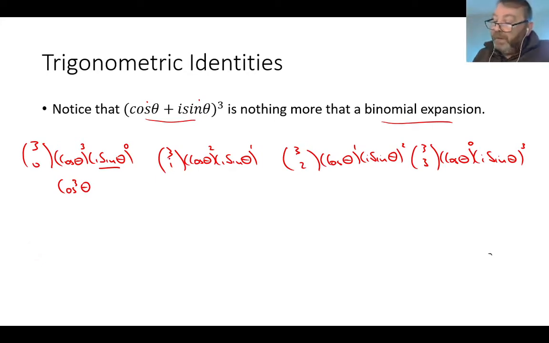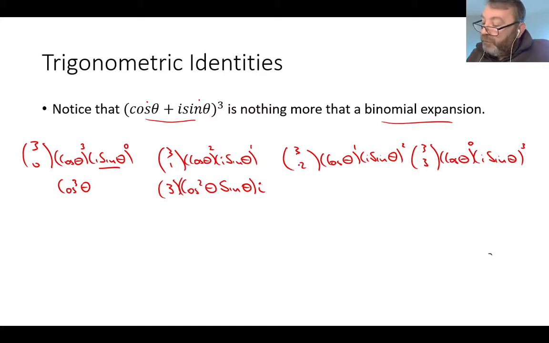Okay, next one. 3C1 is 3. Cos theta squared is cos squared theta. And i sine theta to the power of 1 is sine theta i. Now, I would much prefer just to leave the i at the end, so you know then that you're dealing with an imaginary term, okay?